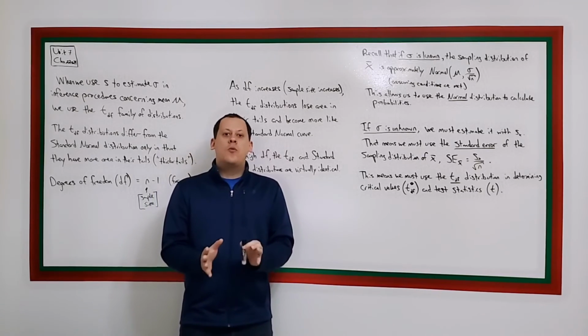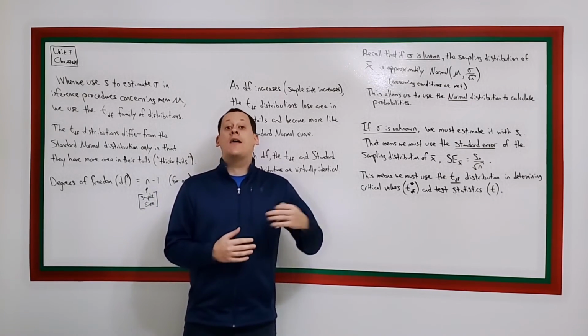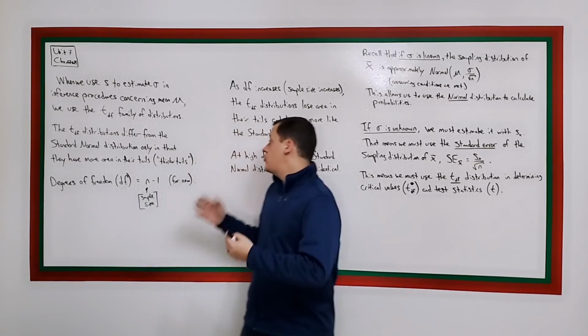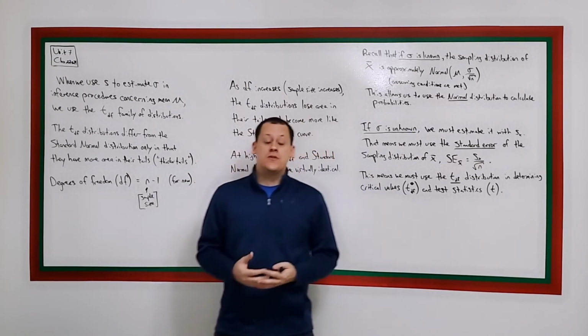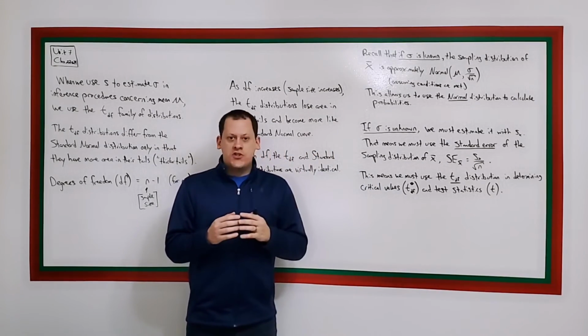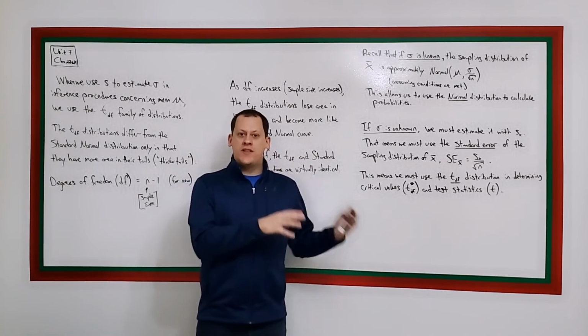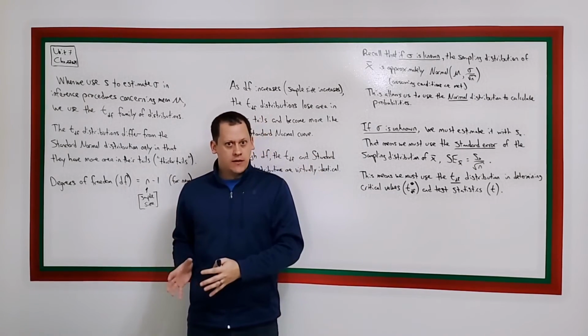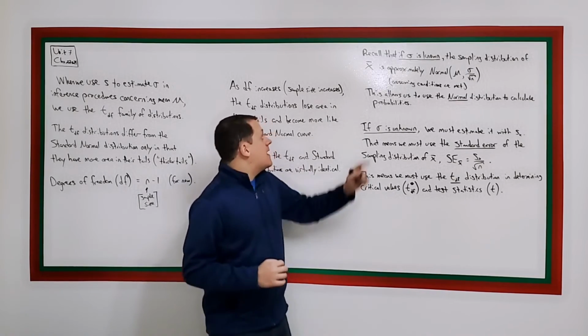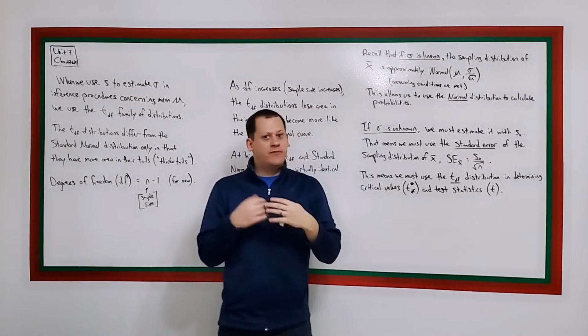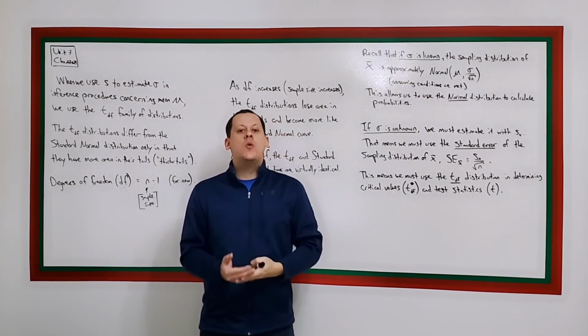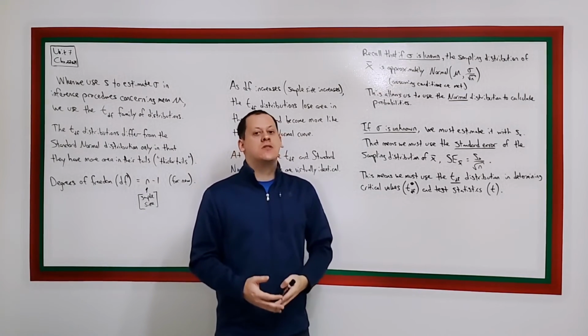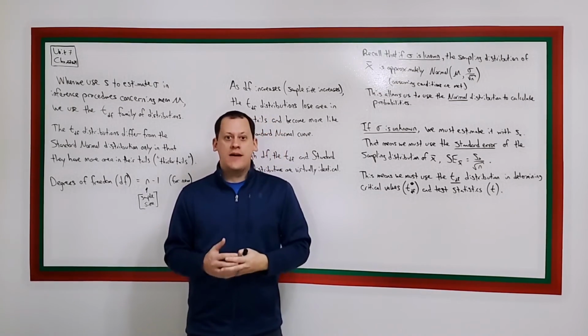I think before we come to working out an example where we use the t distribution, it's important to note the differences in what we've learned in the past and what we're now doing. So back in the past, we assumed that we knew the population standard deviation. We knew what sigma was when we first introduced the sampling distribution of x bar.